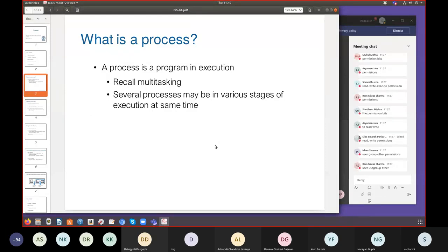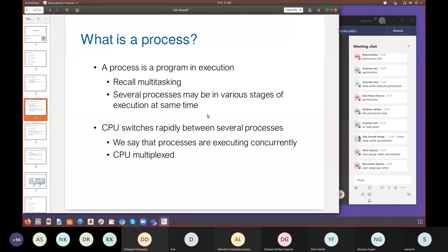But this is happening so fast that the users, we, are getting an illusion that all the processes are running simultaneously. But actually it's not simultaneous, it's concurrent. So the CPU switches rapidly between several processes, and we say that the processes are executing concurrently. But this happens so fast that users get an illusion that their process is always running. But that's not the case.